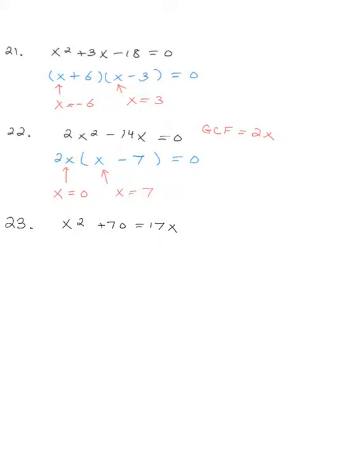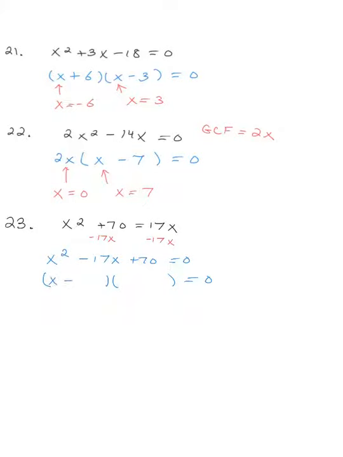For this problem, what we want to do is set it equal to 0. That'll be our strategy for solving any quadratic. So I'm going to subtract 17x from both sides. We don't have any like terms, so I can write this as x squared minus 17x plus 70 is equal to 0. Again, I'm trying to guess what those factors are.